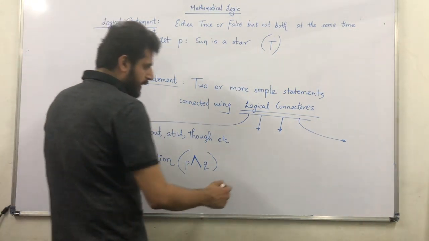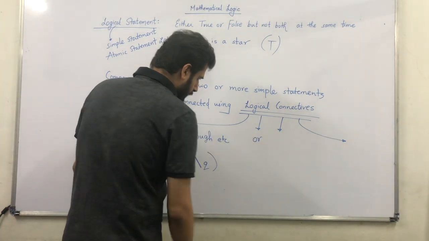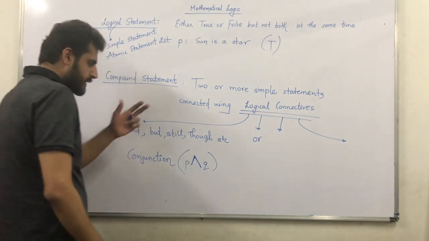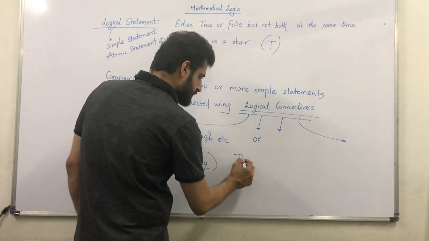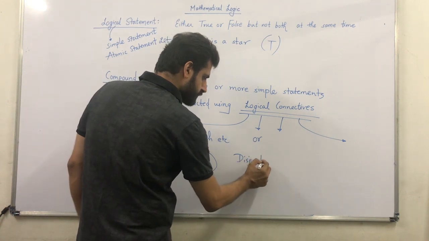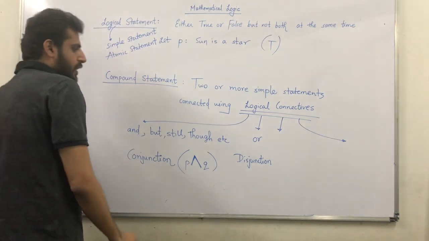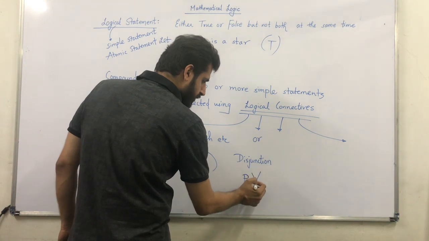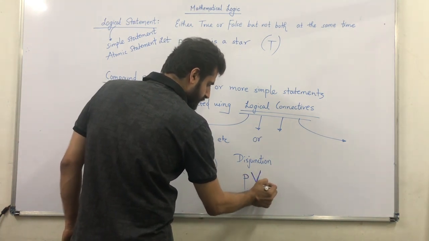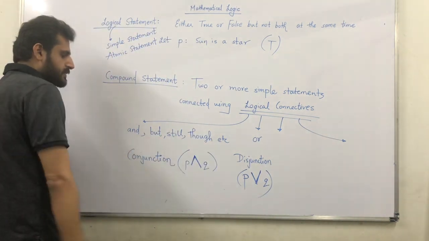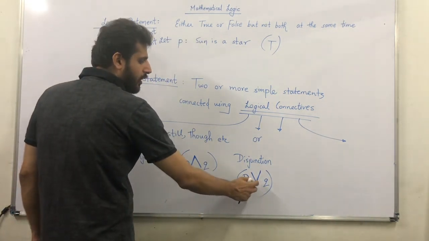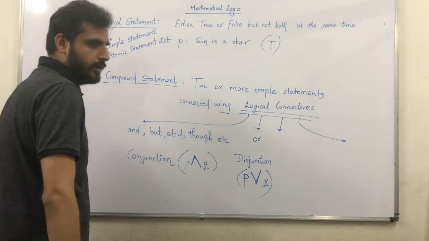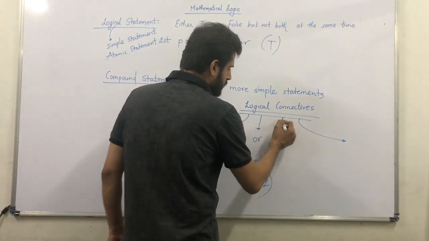Okay, the next is simple, that is OR. When I am connecting two simple statements, two atomic statements, using the word OR, then it is a disjunction, and the symbol which we use here is like the English letter V. So disjunction has V in between, symbolically P or Q, and the upside-down V is in conjunction. In simple terms we remember it like that.